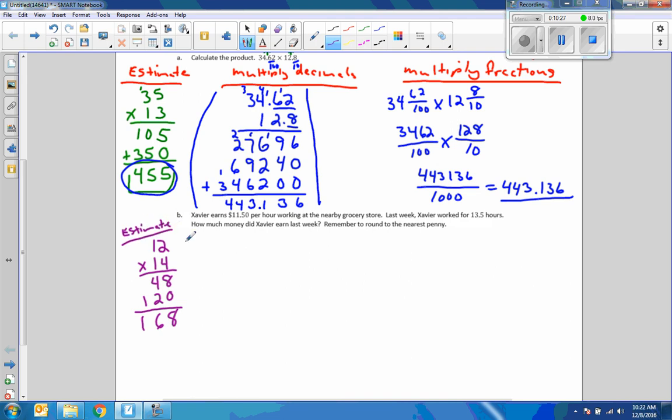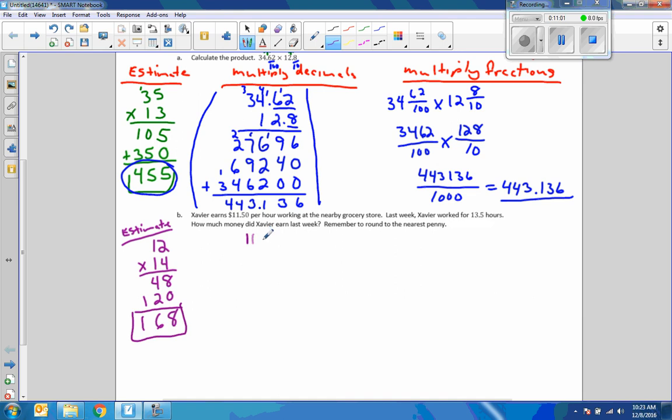Okay? So whoever in your group did the estimate, you should have gotten 168. So we know Xavier has made more than $100, but less than $1,000 with this estimate. This just tells us decimal place value. 3 places in front of the decimal is hundreds. So we know he made hundreds of dollars, but not thousands and not tens of dollars. Okay, so now we're going to do it by multiplying decimals.